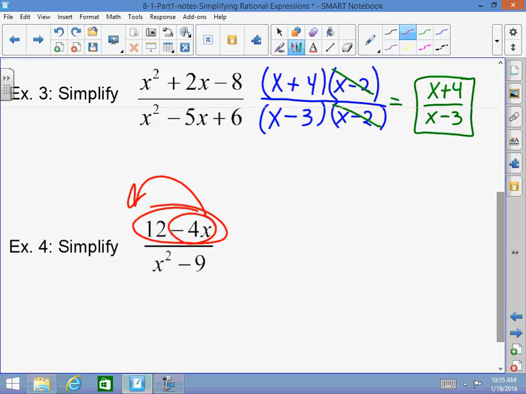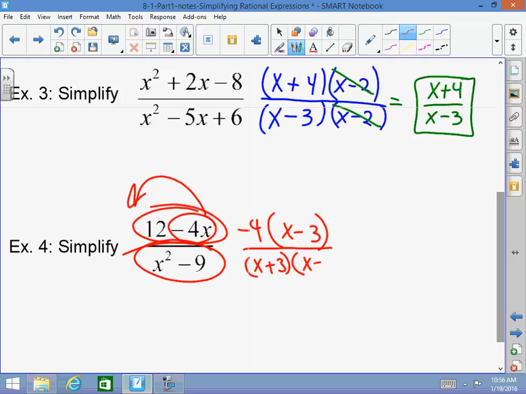Yes, you factor out a negative 4. So I take out a negative 4, and now I'm left with x minus 3 over, this is a difference of squares. So what does that factor out to? x plus 3 times x minus 3. The x minus 3 cancels out with the x minus 3, and this equals negative 4 over x plus 3. Beautiful. Well played, my friend.